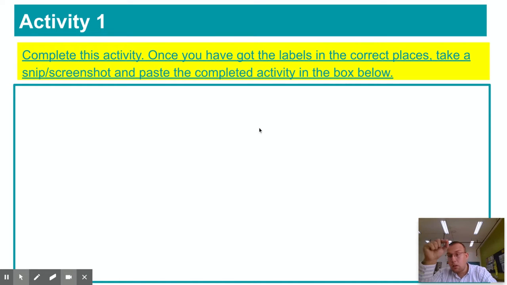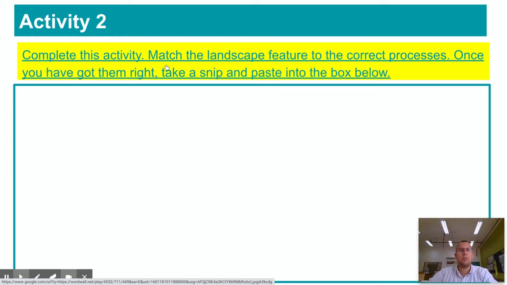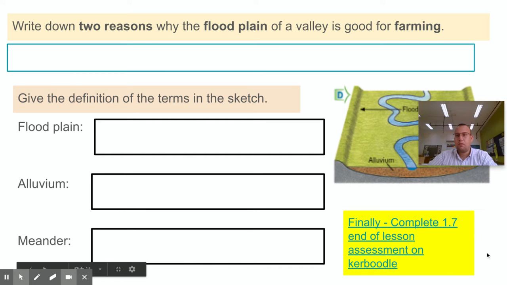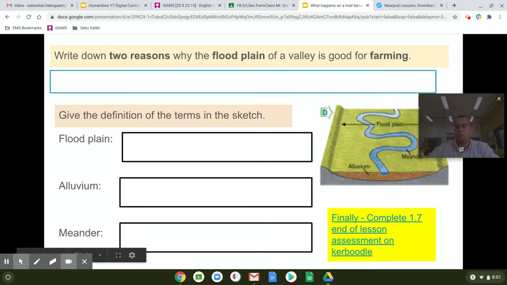Now, when you've answered all the things in the answer sheet, do these activities, please, okay? Activity 1, 2, and then this one. You can fill it out inside the Google Slides. Finally, complete the 1.7 end of lesson assessment on Kerboodle. That is it for today.